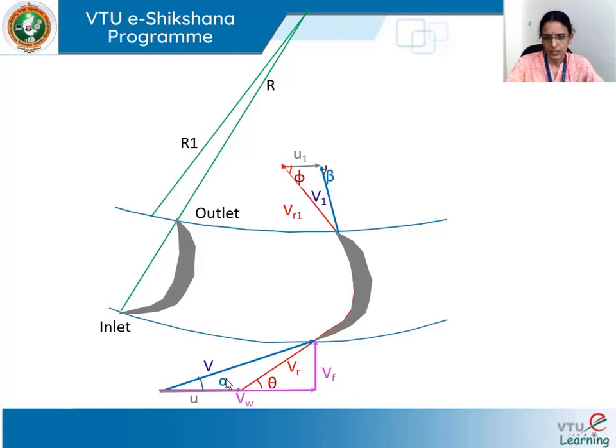Now, coming to the inlet velocity triangle, we can find the component of this absolute velocity along the tangential direction as well as in the radial direction.